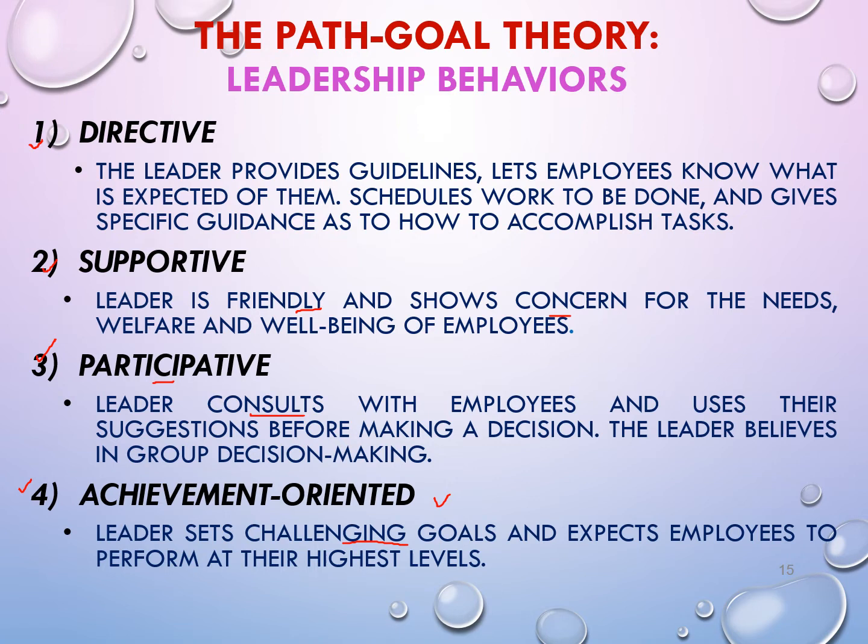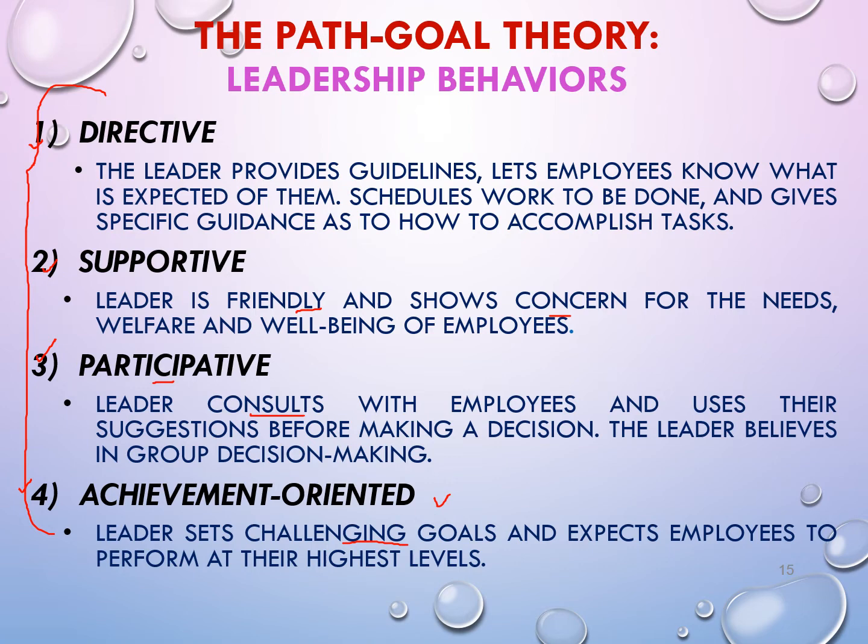Okay, so now which style is the best out of these 4? According to the path goal theory, because it falls under the contingency theory that says that there is no one best style, out of these 4 leadership styles, there is no one best leadership style. So the best leadership style here depends on the situation. So what are the situations? As I mentioned just now, the environment situation, and also the subordinate situation.